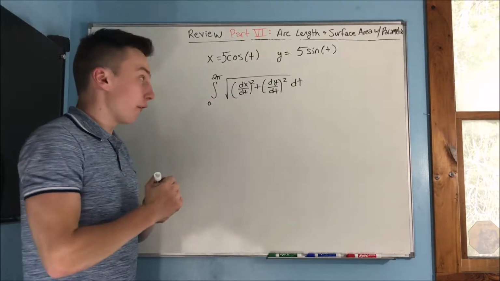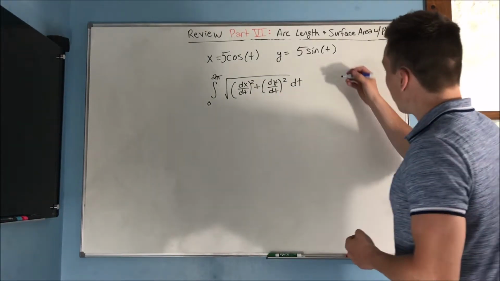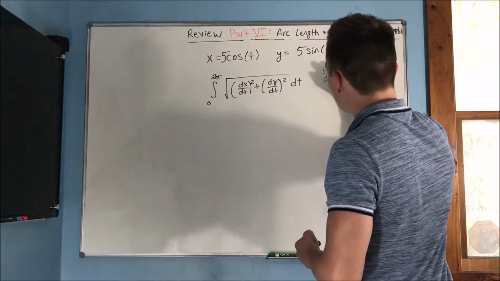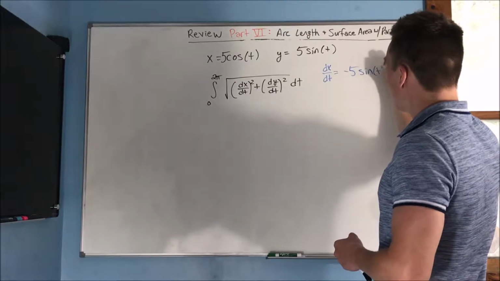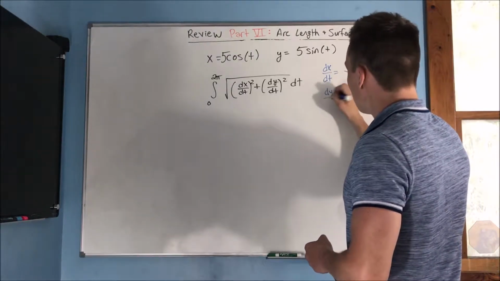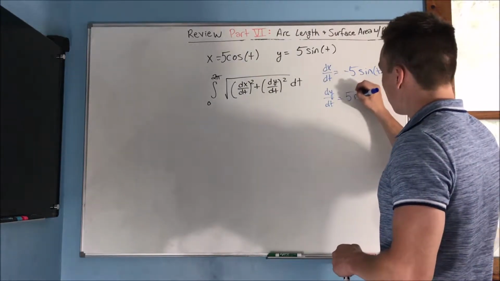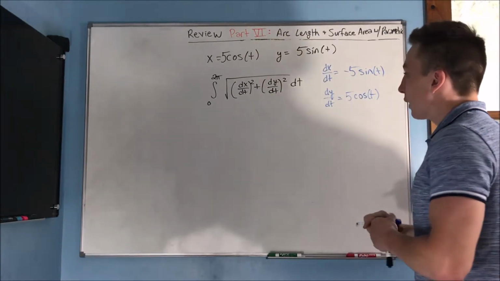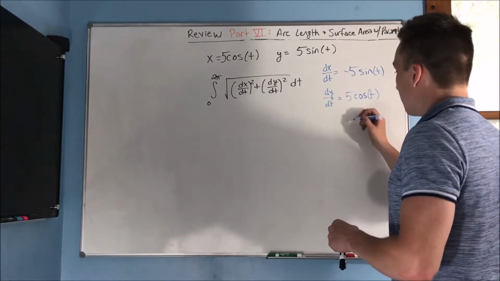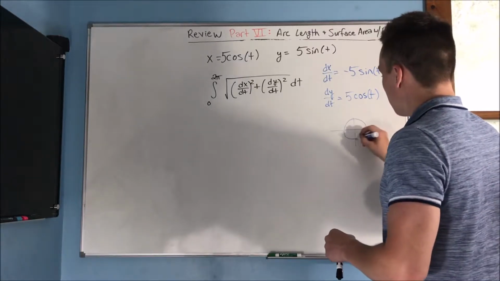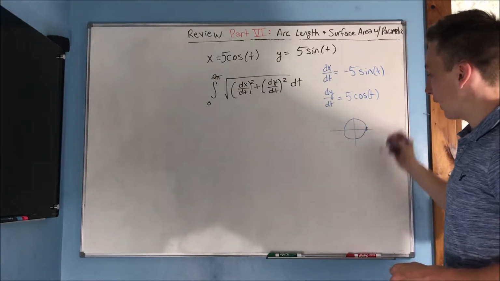So the first things that we're going to need to find is dx/dt and dy/dt. We're doing that real quick. dx/dt, we know that that's going to be negative 5 sine t. And dy/dt, well, that will be just 5 cosine t. And like I said, we know our bounds are from 0 to 2 pi because the graph 5 cosine t, 5 sine t is just going to look like this. It's going to be a circle. Okay, so we have to integrate from 0 to 2 pi.